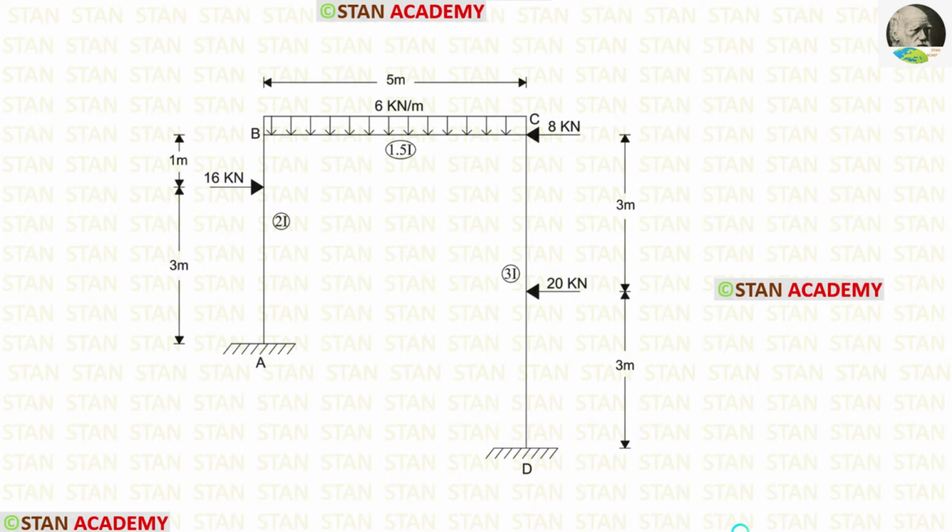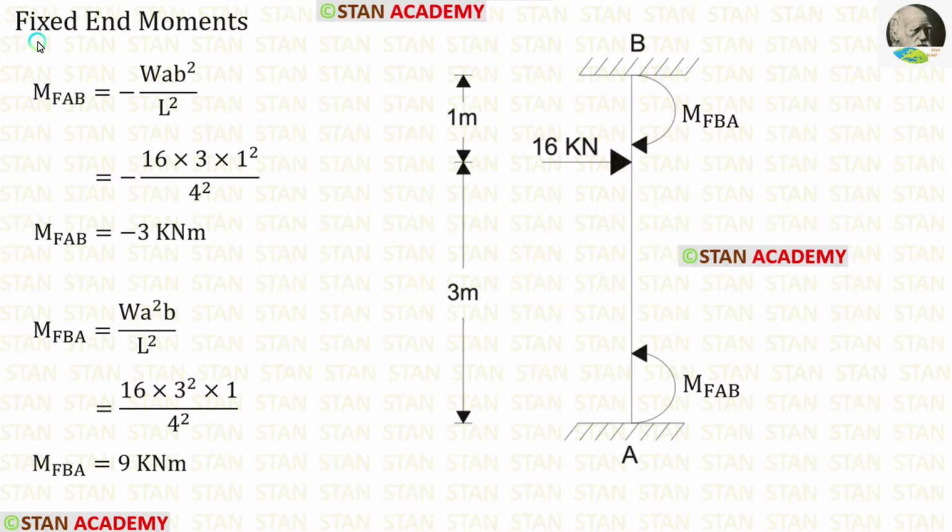This frame is a sway type frame because the columns AB and CD are having different heights. Let us assume that the sway occurs towards the left side because the column AB is shorter than the column CD. Now let us find the fixed end moments.